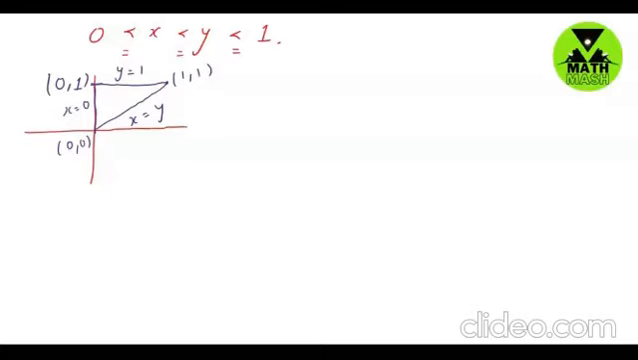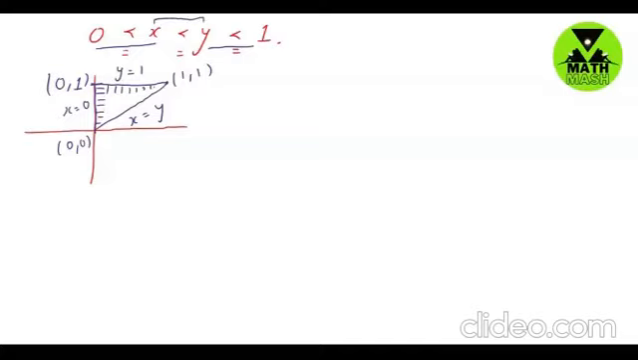How do we find this out? Here we have 0 is less than x, that means x is greater than 0, so this region. Then we have y is less than 1, that means we have this region. And x is less than y.